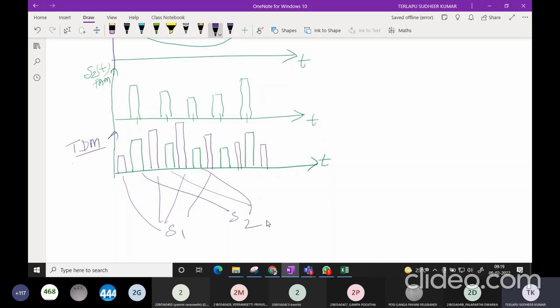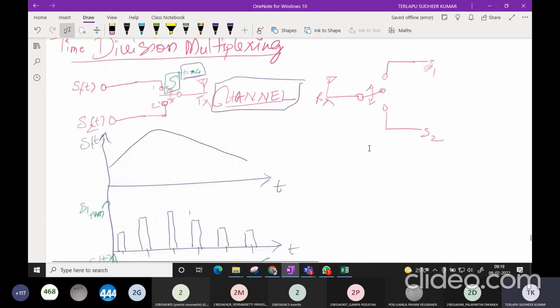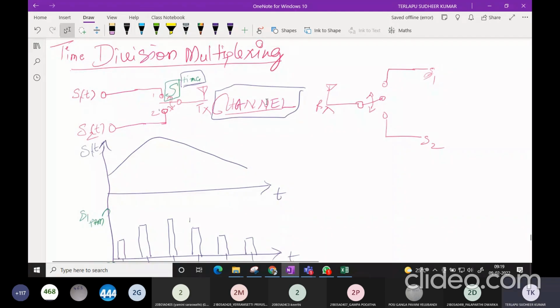This is the fundamental concept of time division multiplexing. Once the first pulse is over for S1 of t, until the next pulse of S1 of t, the time is wasted. So during that interval, I am transmitting my signal S2 of t over the same channel, such that I can utilize the channel to the maximum capacity.